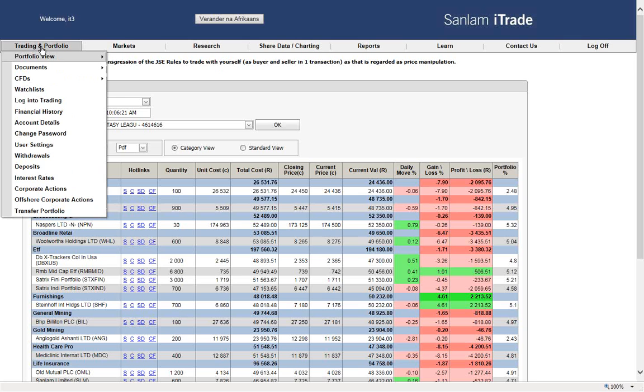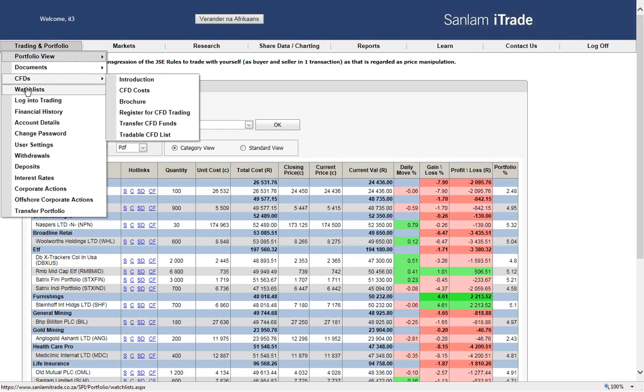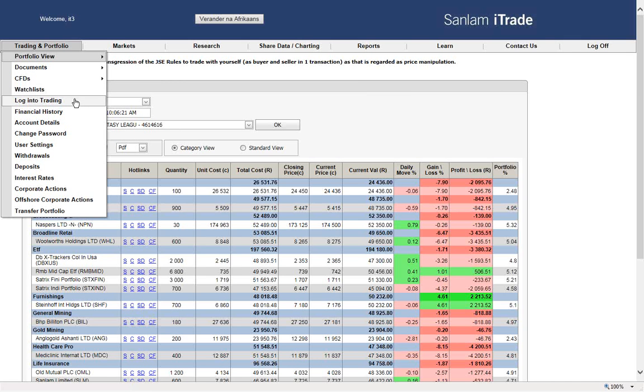Then under the trading and portfolio pages, there are a lot more. There's also log into your CFDs. There's your watch lists that you can set up to watch certain shares. You can log into trading, which we'll show you in a new webinar, as a third webinar. There's some more information there, how to change your password, user settings that will allow you to receive emails of new research, etc.